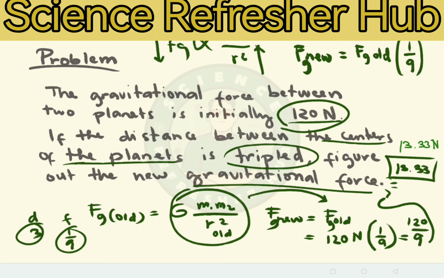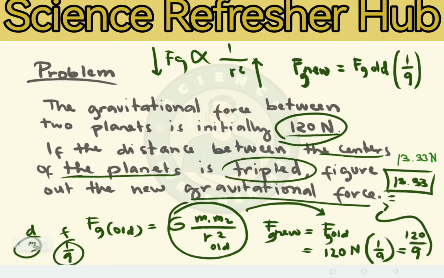Okay, so it makes sense because our radius r is getting larger 3 times, so the distance goes up. We'll have a weaker new gravitational force from 120. Imagine it becomes 13.33.